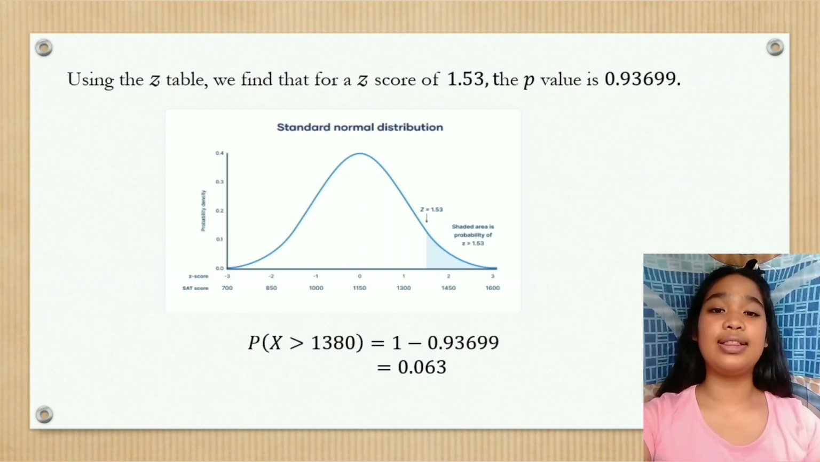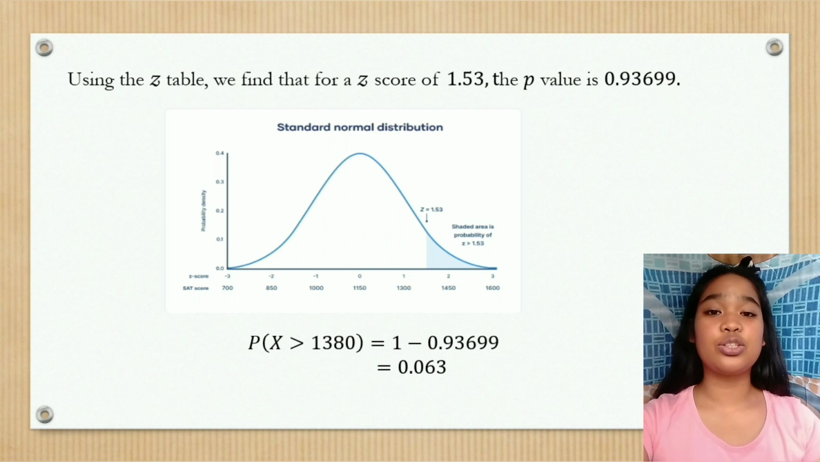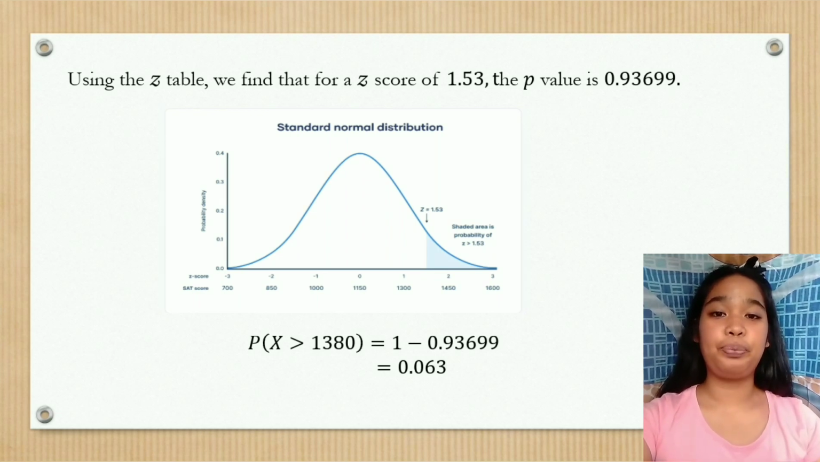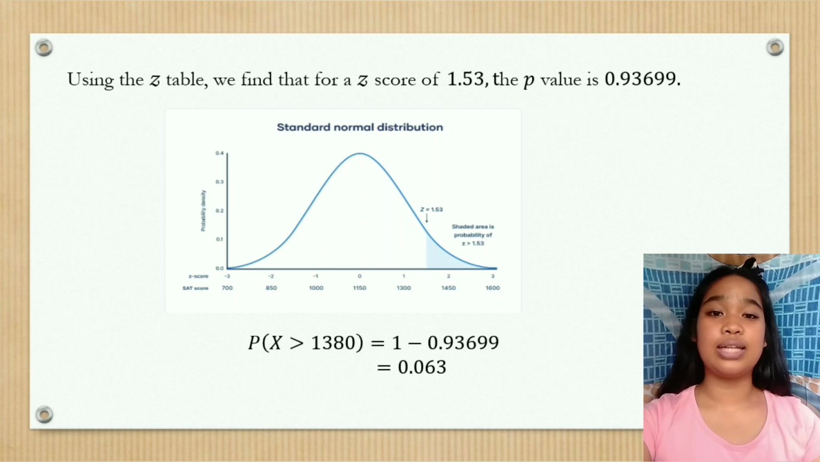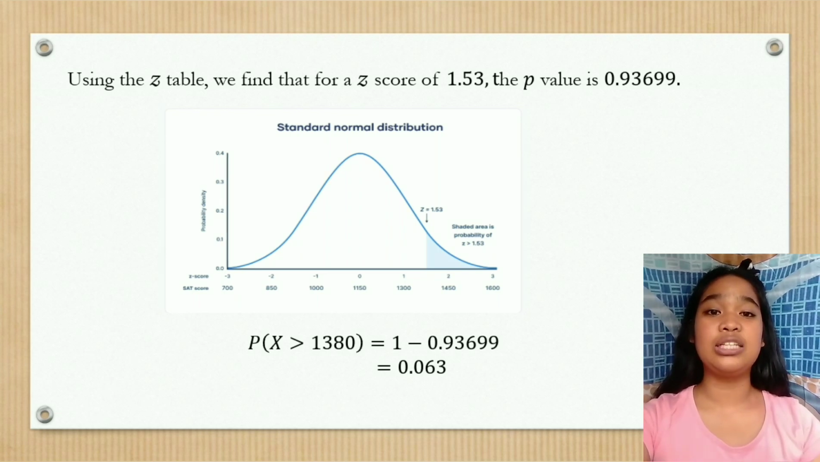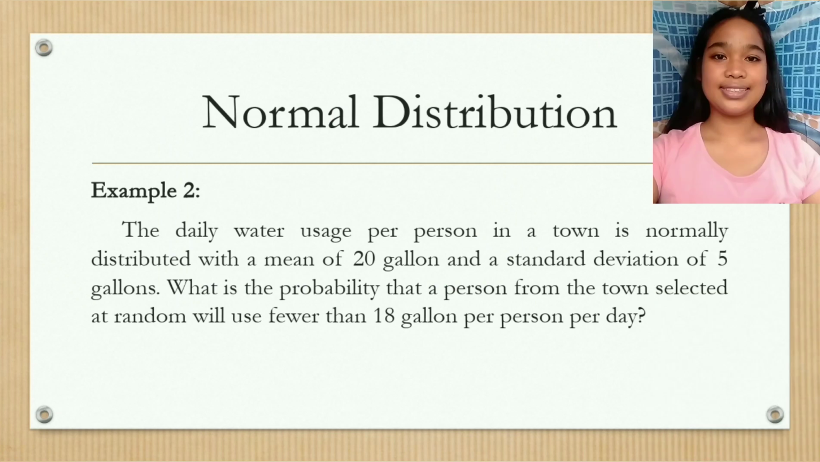Using the z table, we find that for a z score of 1.53, the value is 0.93699. Since we want to find the probability that an SAT score in the sample exceeds 1,380, then the probability of P greater than 1,380 is equal to 1 minus 0.93699, which is equal to 0.063. Therefore, the probability that an SAT score in your sample exceeds 1,380 is 0.063.